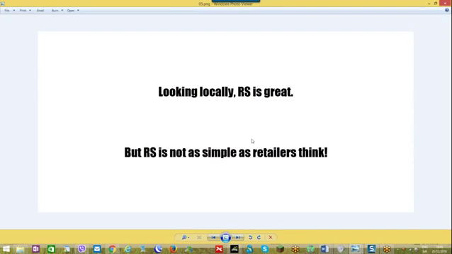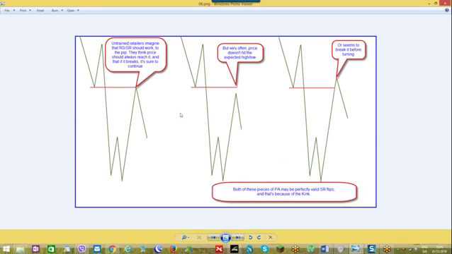But RS is not as simple as retailers think, of course. I think we've been through this already. Untrained retailers imagine that RS and SR should work to the pip. They think price should always reach it and that if it breaks, it's sure to continue. That, okay, if price comes, here's a low and it's done its thing and it's coming back up towards it, they think it should bounce there. And if it bounces early, it's no good, and if it bounces late, it's no good either.